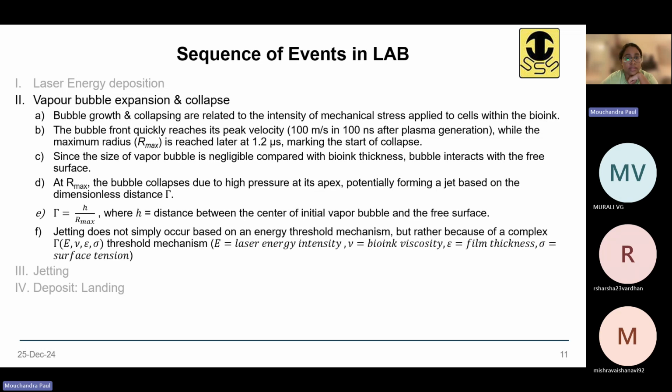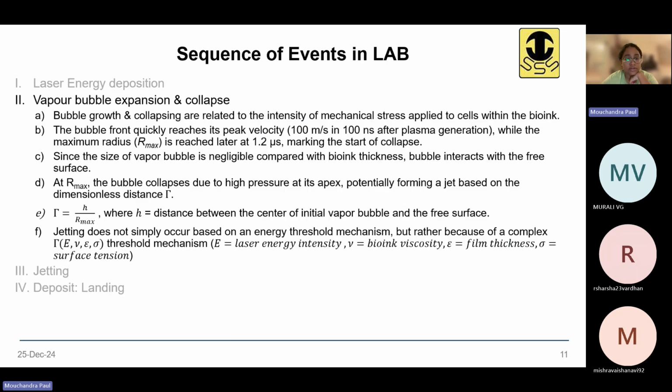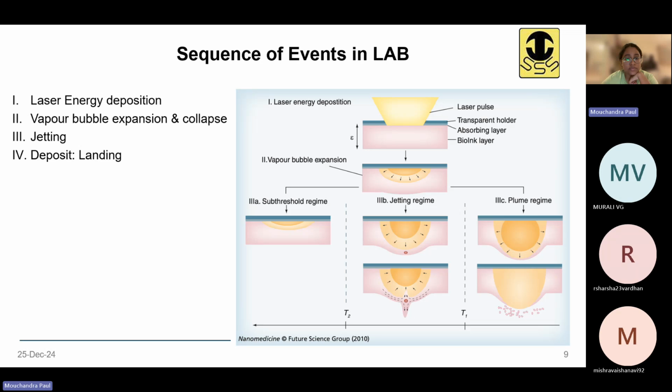Then the viscosity of the bioink will also determine the gamma value, and the film thickness, how thick the bioink film is, because that will affect the H value, right? And the surface tension. If it is very high, then it will be very difficult for the droplet to form. So all these parameters affect the value of gamma.